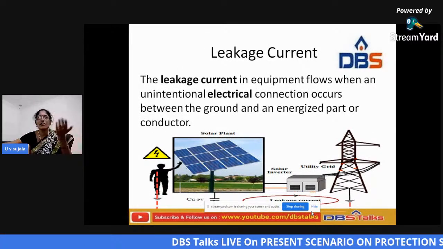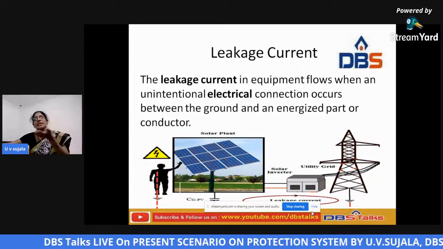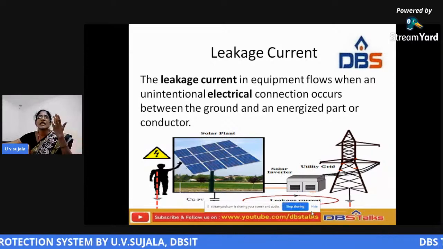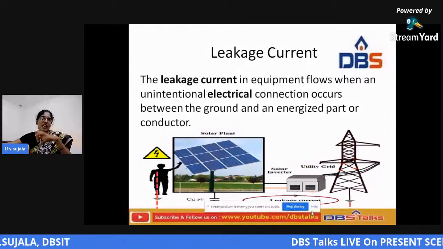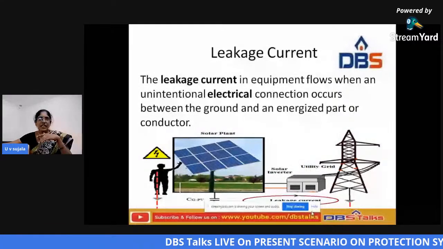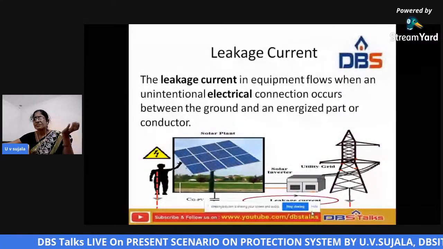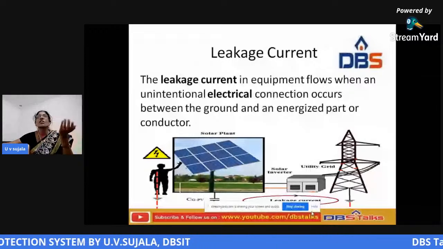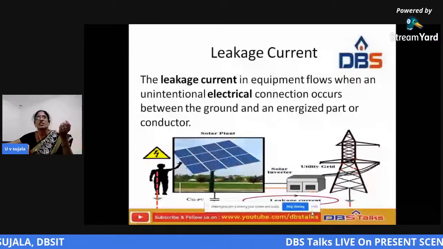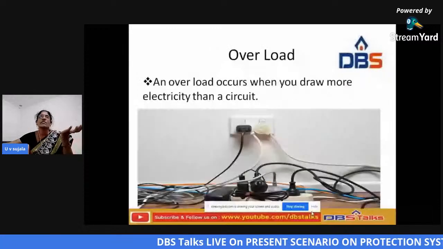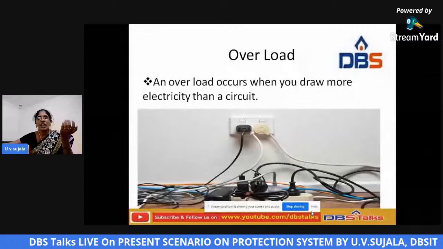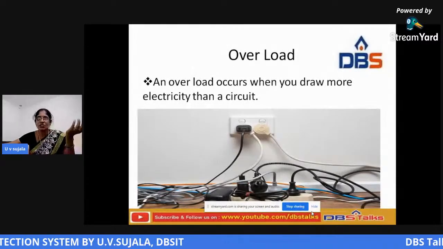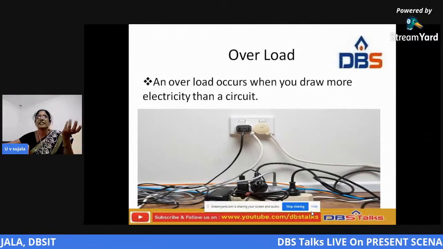Whenever there is current, some current goes to the outside, some leaking of the current, between the conductor and the ground. That means it flows through an unintentional electrical path. So whenever current flows in the wire, some of the current leaks, and that is called leakage current. Then overload: you put so many loads, the input is one, but the output is more, then the system is overloaded. When you draw more electricity than the circuit can supply, it is called an overload condition.